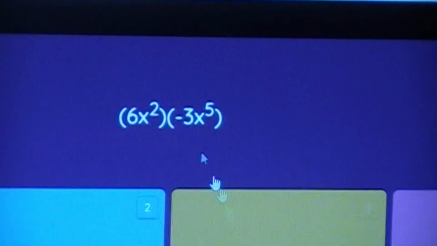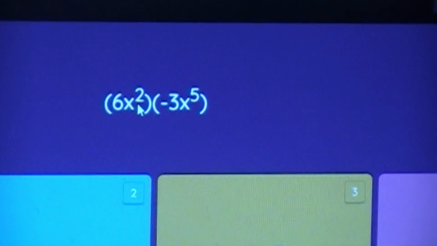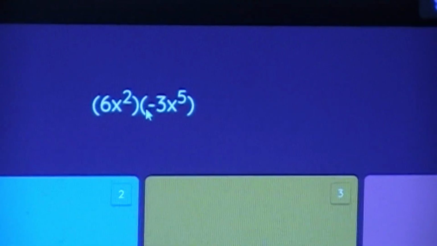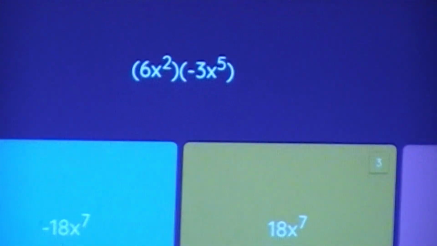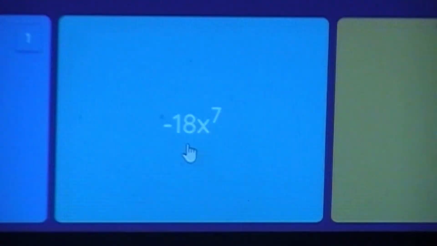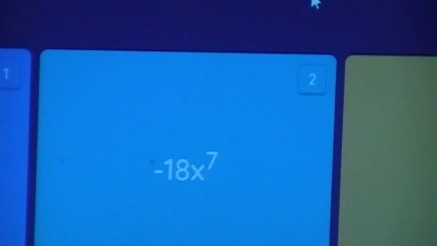6x squared times negative 3 to the x fifth. I can do this on paper right here. 6 times negative 3 is negative 18. Hey, only one of them has negative 18. Guess what? That's the answer, but I'll go ahead and do the rest of it for you.